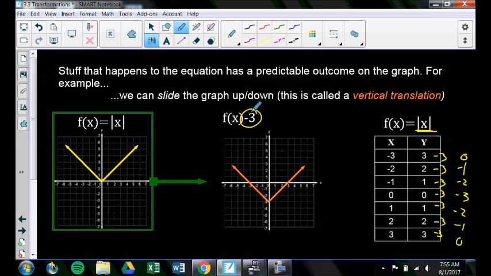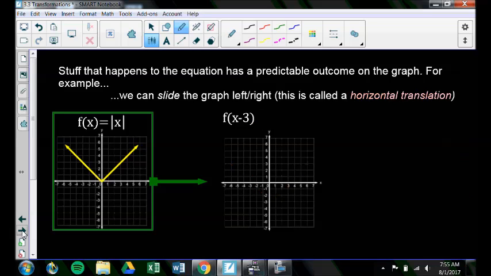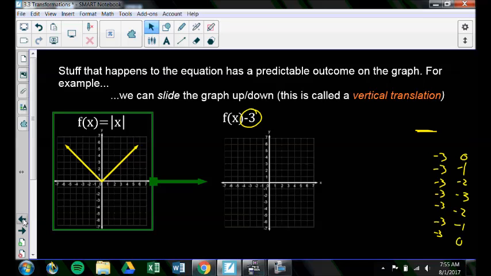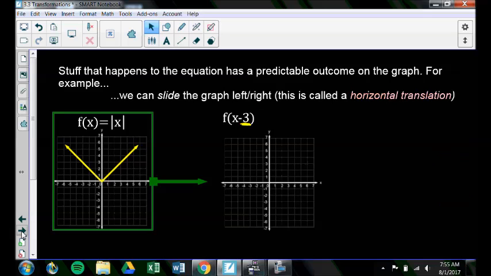Everything that you do to the equation, you have a predictable outcome. In this case, subtract or add something to the outside, you move up or down. Next, we can add or subtract something to the inside. Here's f of x minus 3. Well, this graph is going to do kind of what you think it might, and also kind of the opposite. You might be thinking, since this one moved it down 3, maybe this moves it left 3. It actually moves it right 3.